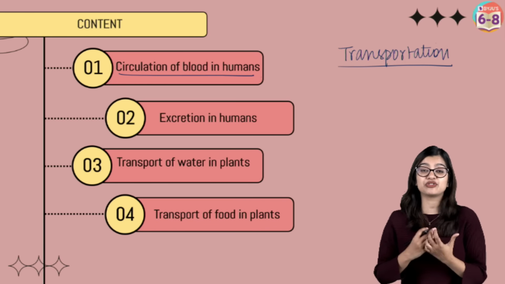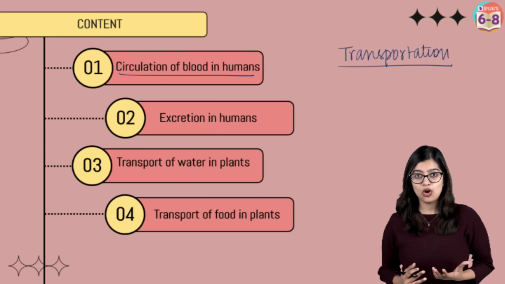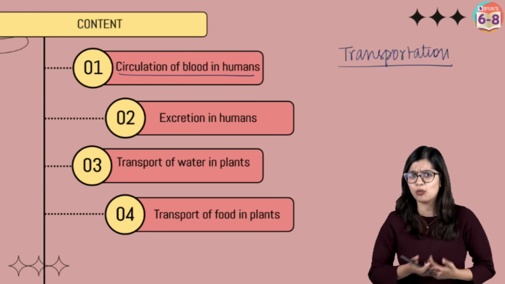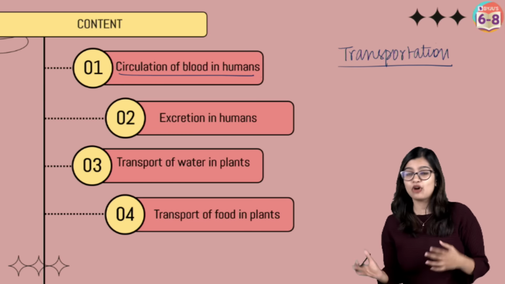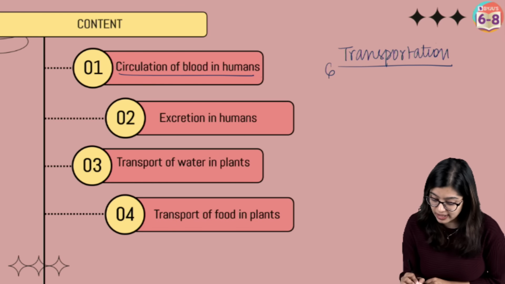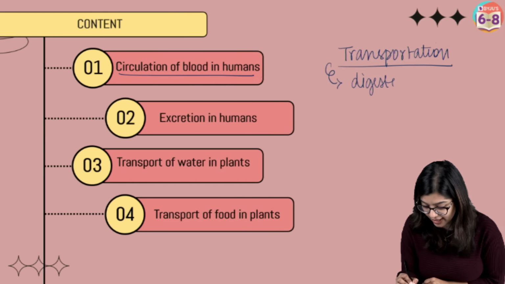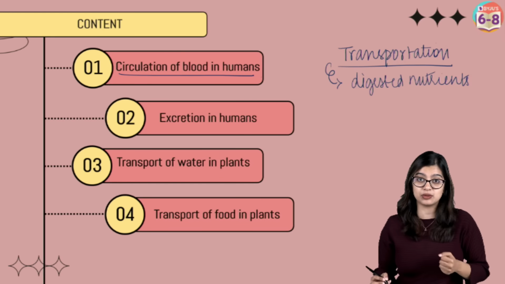Now, what do we mean by transportation in animals? What is the need to transport things? And if at all there is a need, what are we transporting? Now, from our previous chapters, we know that there is the need to transport digested nutrients, right? So, there is a need to transport digested nutrients to different parts of the body.